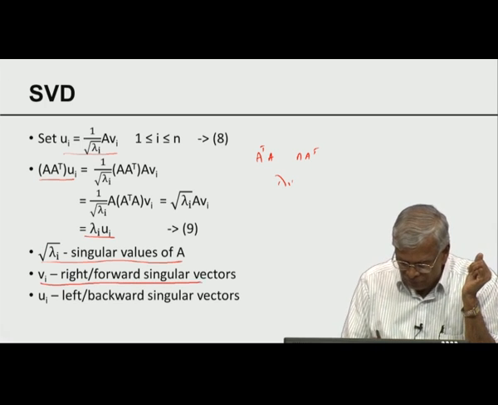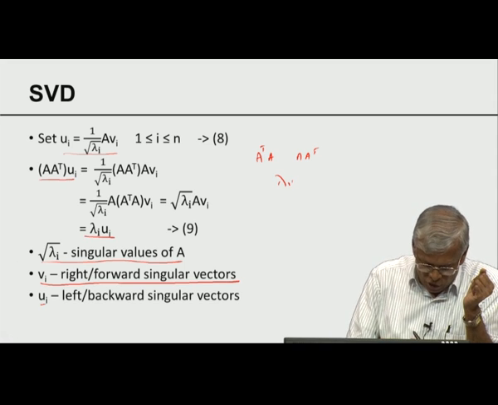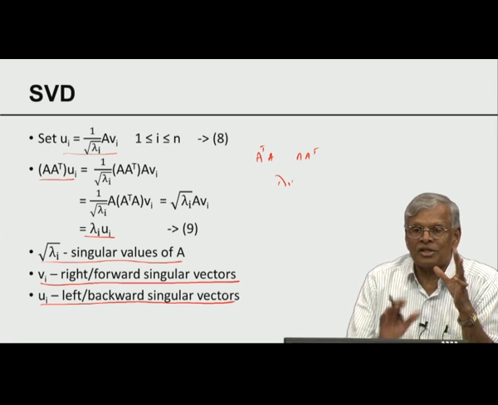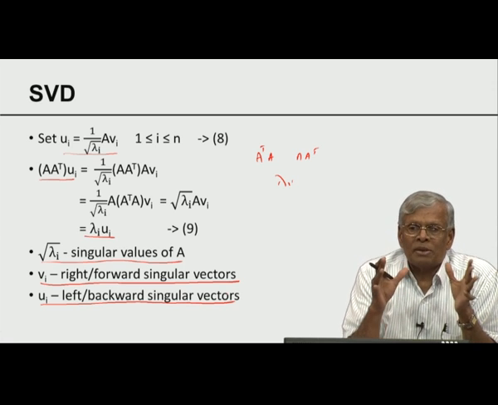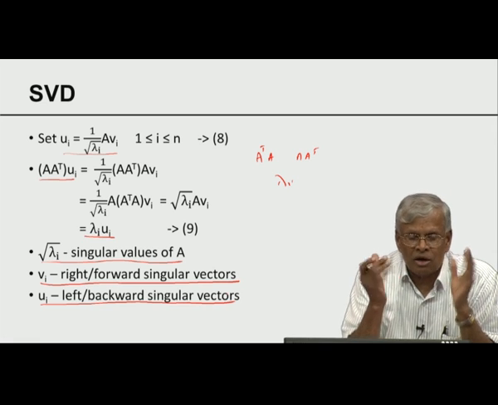Vi's are called the right or forward singular vectors. Ui's are called the left or backward singular vectors. These are the general nomenclature that is well understood within the applied mathematics linear algebraic context.